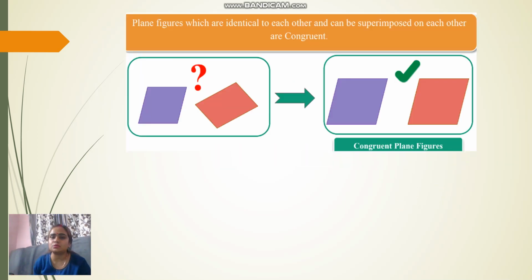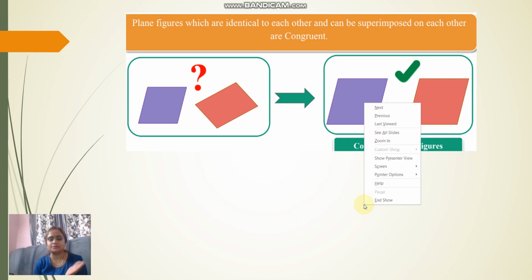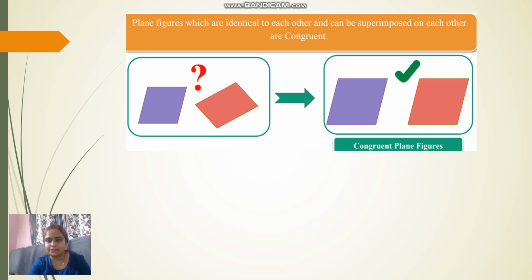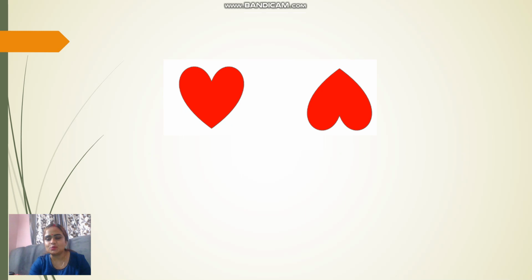So plane figures which are identical to each other and can be superimposed, meaning when I put this hand over this hand they exactly cover each other, are congruent. Yes, these two plane figures are congruent to each other. Let's move ahead. Look at these two hearts, are they congruent? Yes. When we rotate one heart 180 degrees and place it onto the other heart, they will exactly cover each other. That's what we mean by congruent figures. I hope this is clear to you.